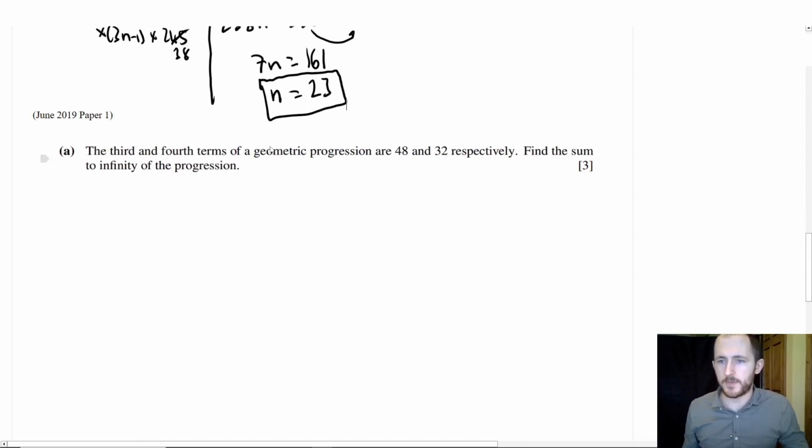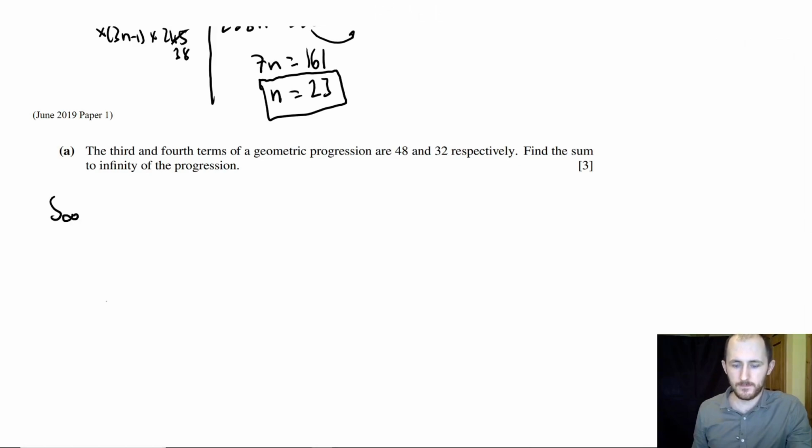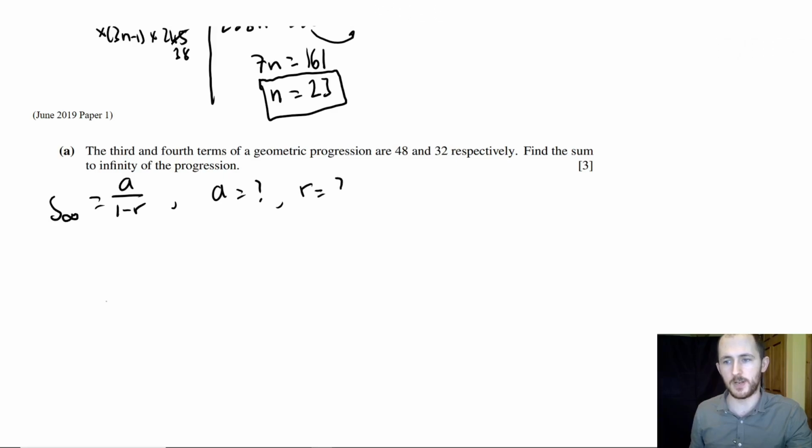Next, we have a question from the 2019 paper 1. So we have the third and fourth terms of a geometric progression of 48 and 32, respectively. Find the sum to infinity of the progression. Okay, so if you remember, here's what we need for the sum to infinity. So if we just quickly write that out, that's going to be a over 1 minus r. So the two things we need is we need a, which I don't know, and we need r, which I also don't know. So how can we work it out?